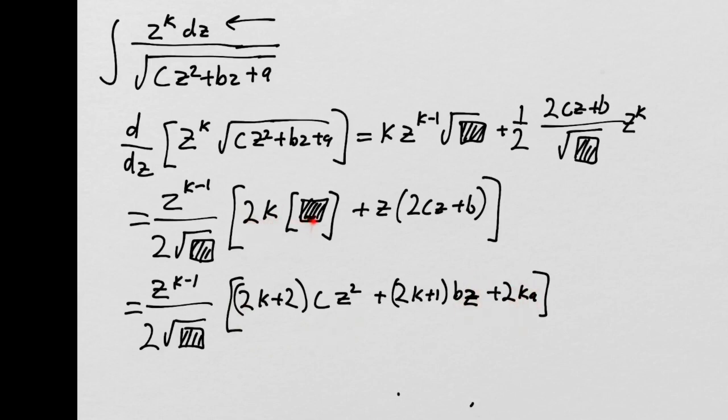So 2k times radical box, remember 2k times box, for which there is no radical, it's just going to be 2k times cz squared. So there's 2k cz squared, and then where are you going to get the 2? You've got a z here and a z here, so you have 2cz. So you see how you can break this down and get this in its little quadratic form.